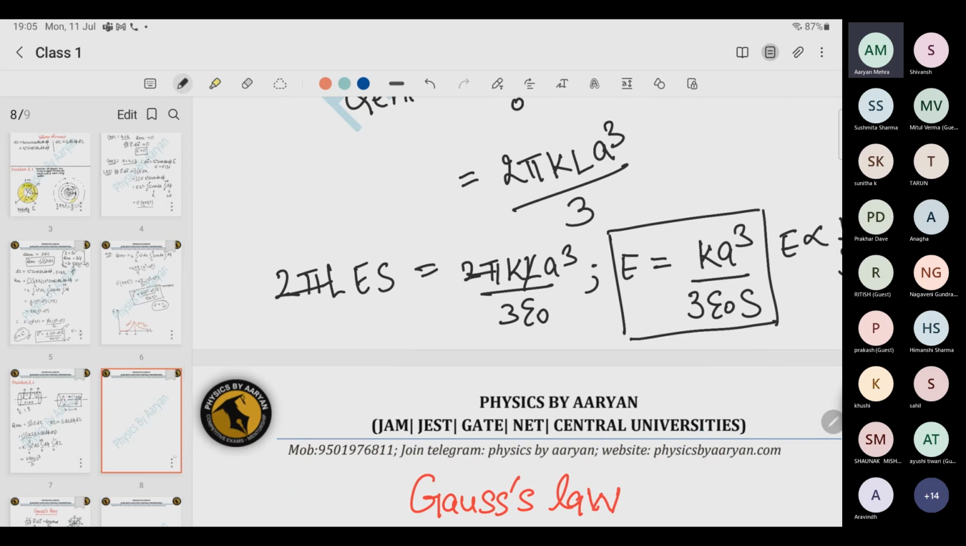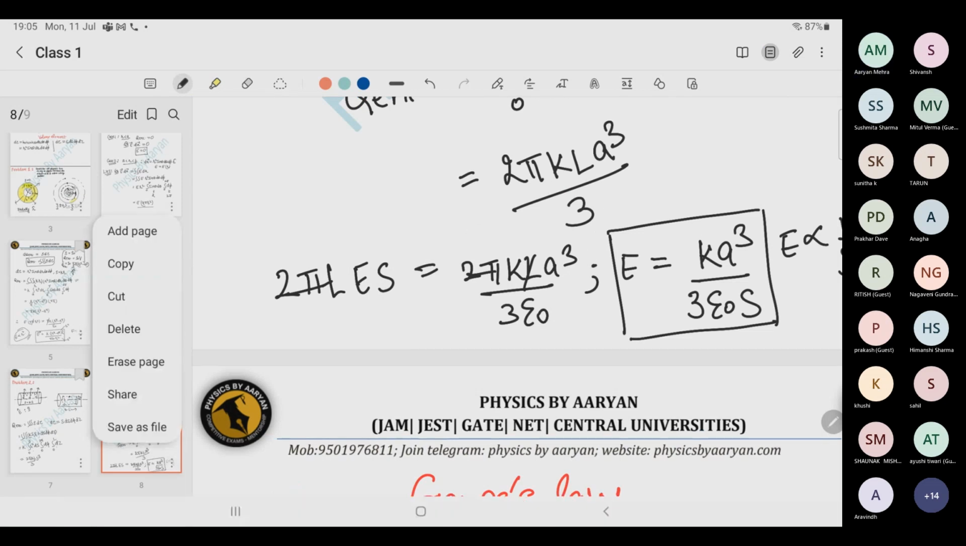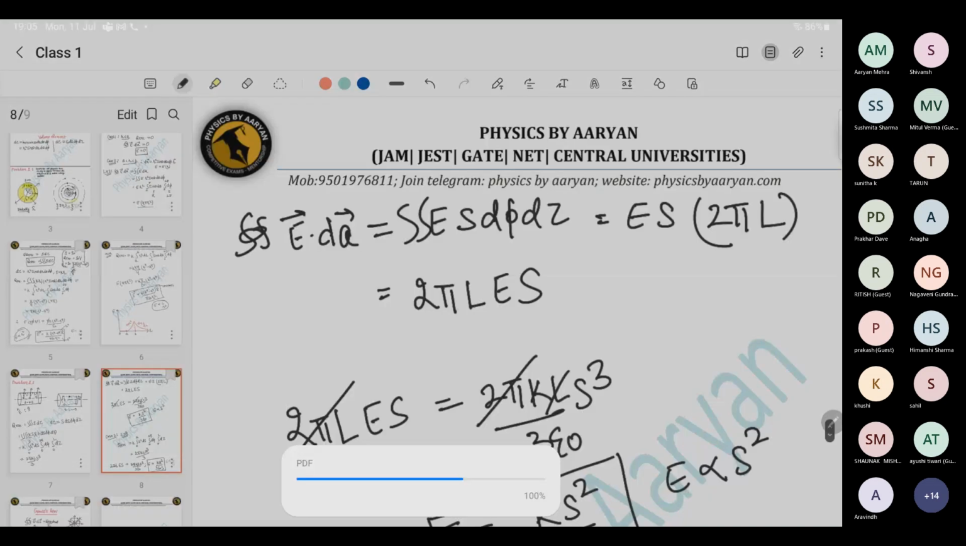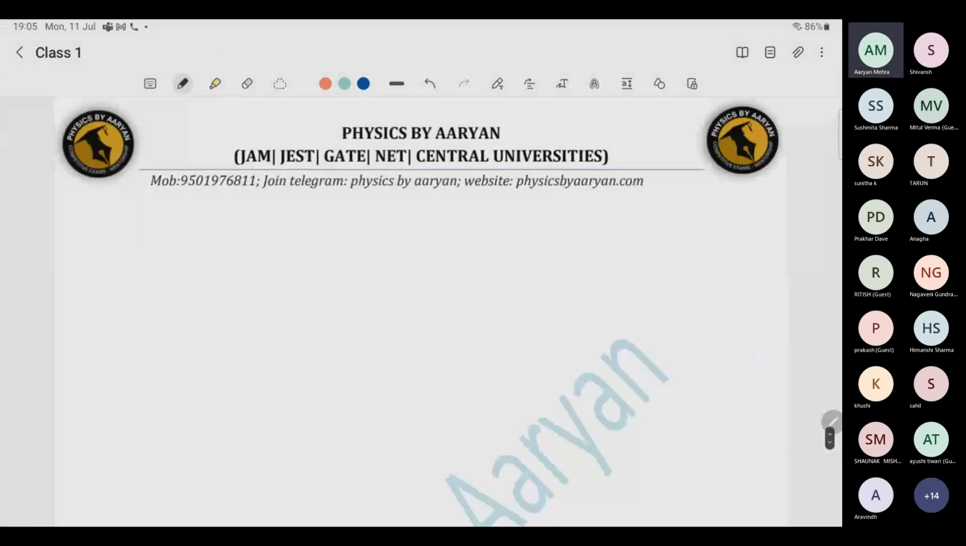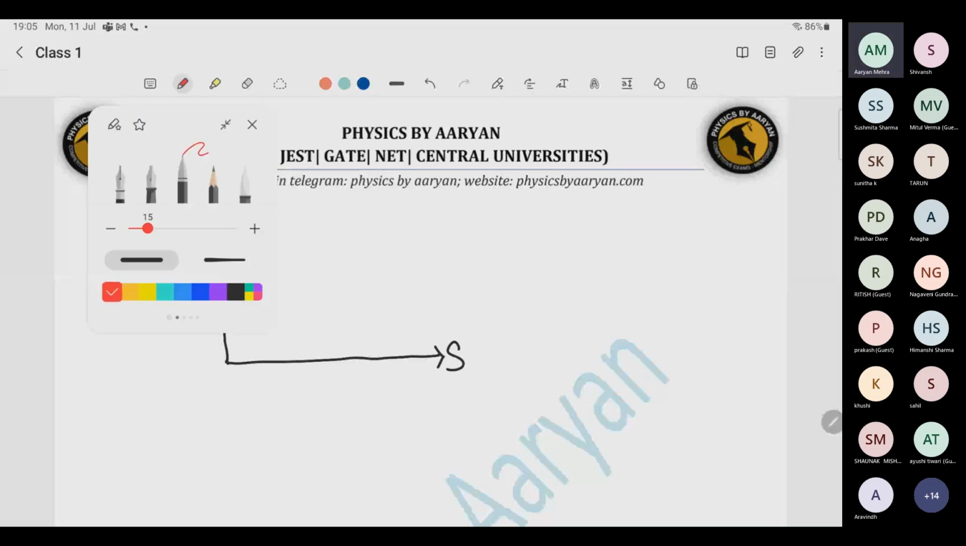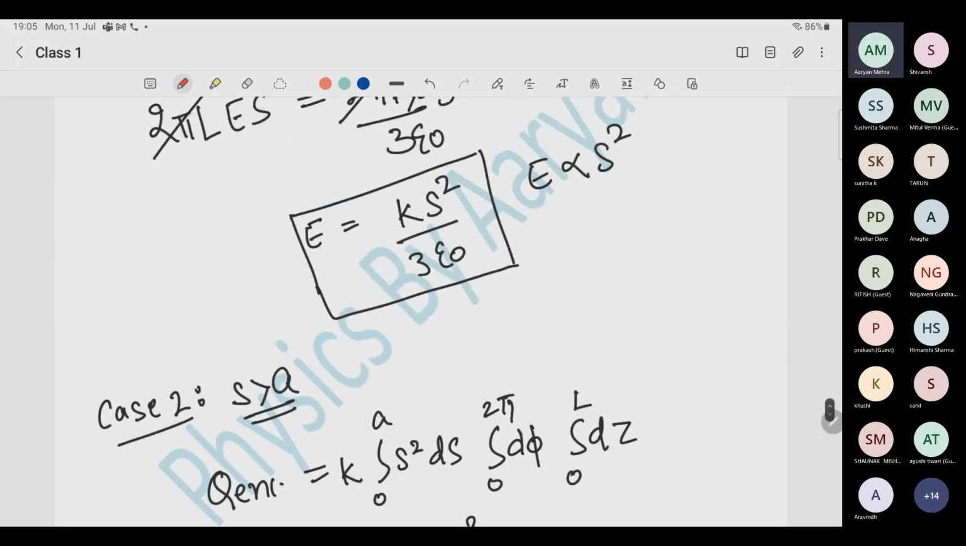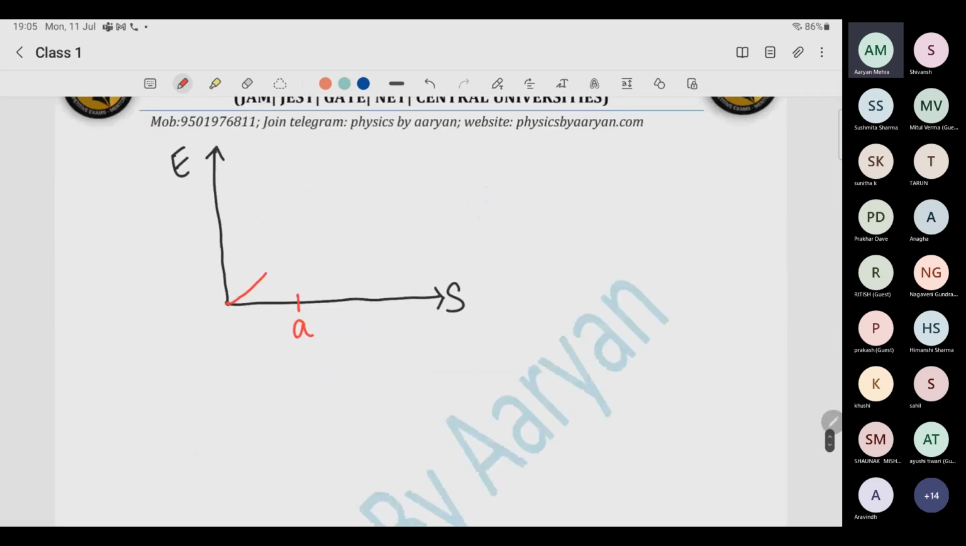So the same thing which we did before, let's plot it. So how do you plot it? This is S, this is E, this is your red marker, this is up to A. Up to A, your electric field increases as S square. Sorry, does it increase by S square or S? S square. So your electric field increases as S square.